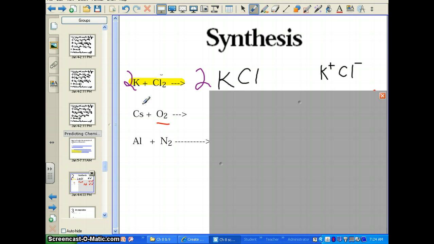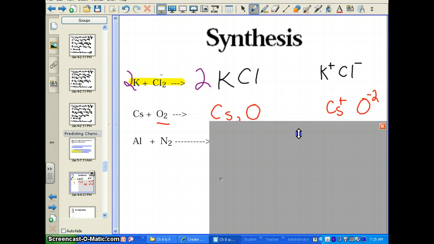Try looking at the next one, the synthesis of cesium and oxygen. You're going to have to find the cesium in the periodic table, figure out what charge ion it forms, knowing what charge ions oxygen forms. Think about the product of this reaction. If you're not finished predicting the products of this reaction, you might want to pause the podcast and think about it. How did you do?